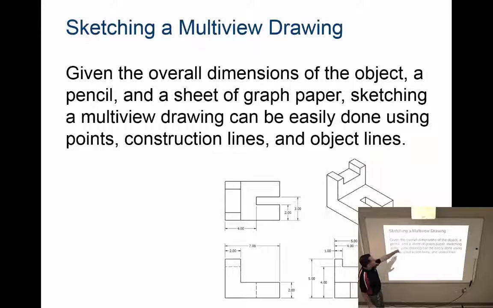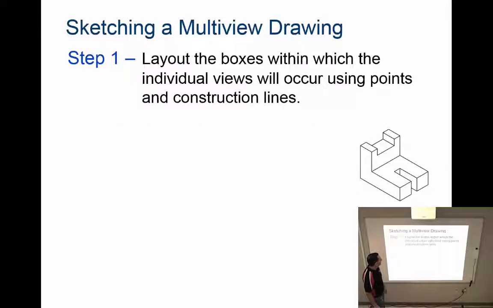Okay. So given the overall dimensions of an object and a sheet of graph paper, we're going to sketch out a multi-view drawing using points, construction lines, and object lines. Again, our construction lines in this PowerPoint will be red. We're going to keep them as light as possible, like we did in our pictorials, because it won't be part of the final drawing. So this is basically the multi-view, and we're going to go through the steps of how we would create that. First, I want to lay out the boxes within which the individual views will occur using points and construction lines.